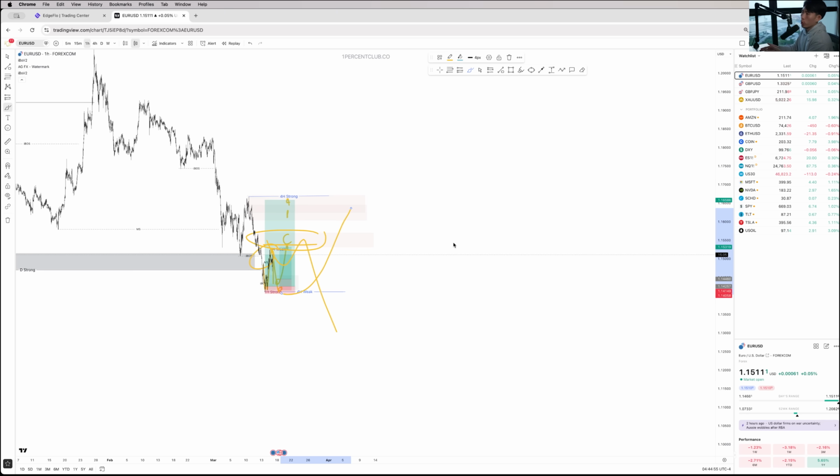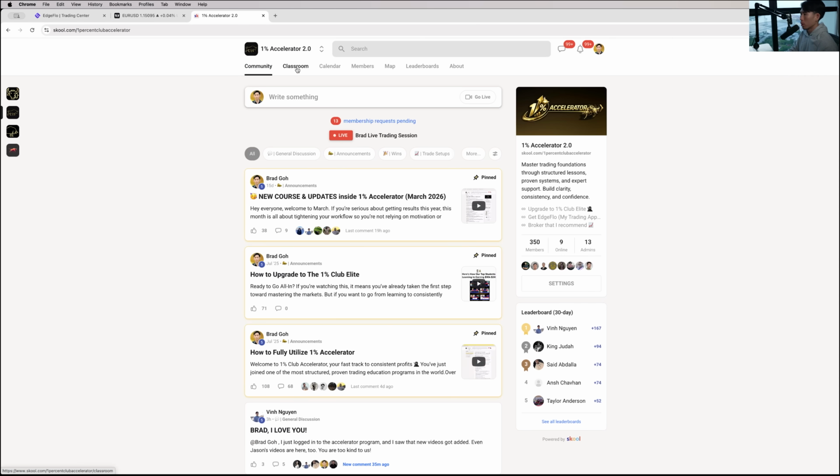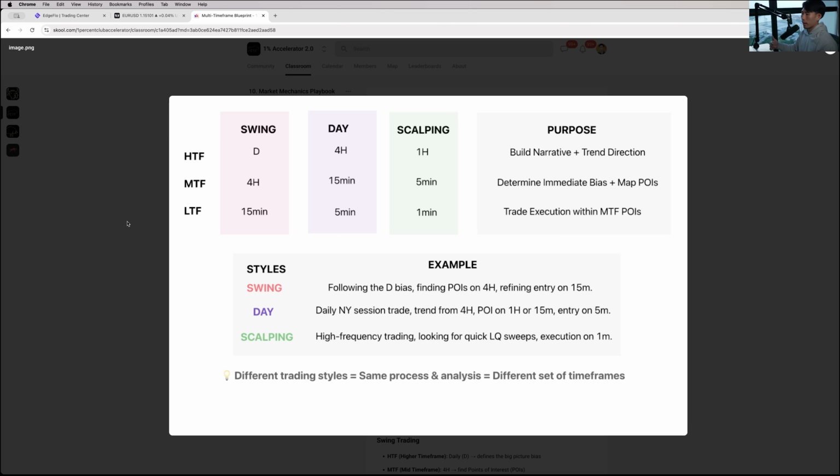So in terms of which time frames you should enter the market on, I highly recommend you check out the lesson called multi-time frame blueprint. This is where you can get a cheat sheet on what time frame you should be using based on your trading style. If you're a swing trader, you can use this. Day trader, you can use this. Scalpers, you can use this. This is just a general rule of thumb for you to follow, like a high level guide.